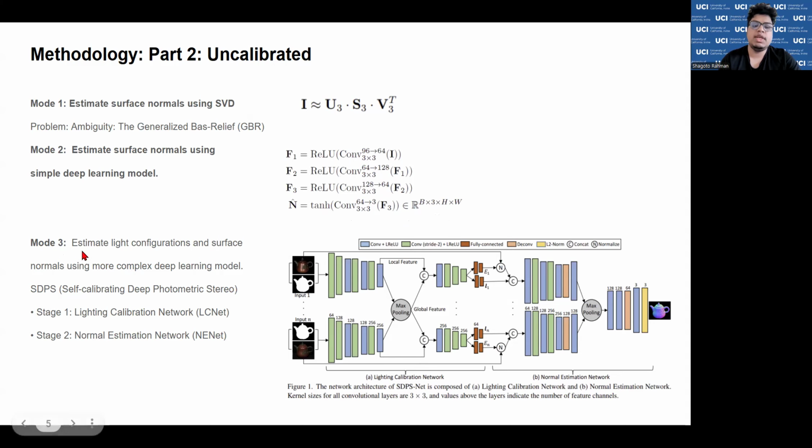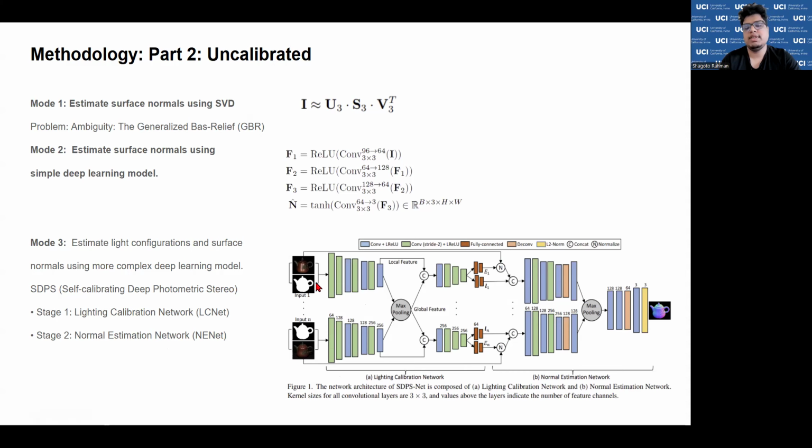And for method 3, I am estimating the lighting directions and also the normal using a complex deep learning model, that is SDPS, which has two different stages. The first one basically extracts the lighting configurations, and the second one extracts the normal estimation.